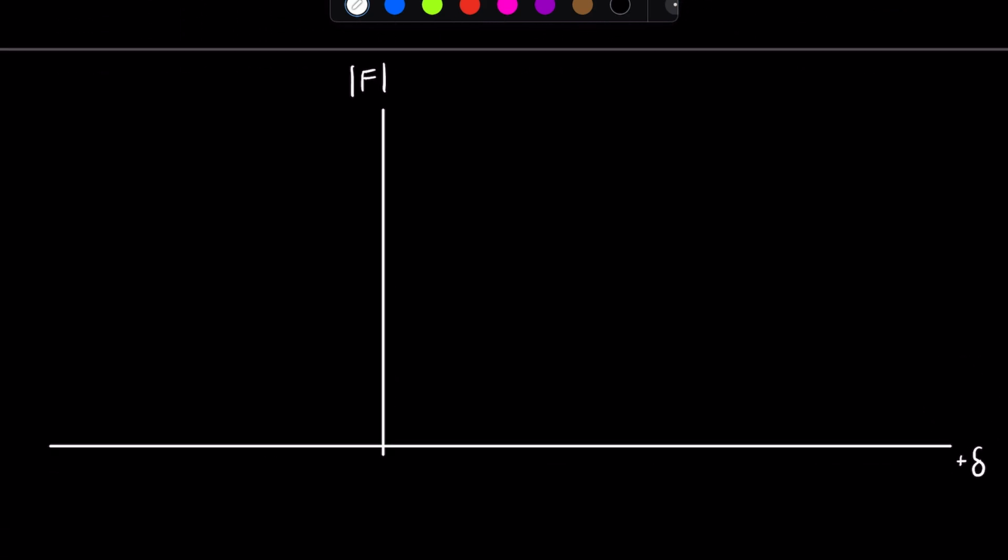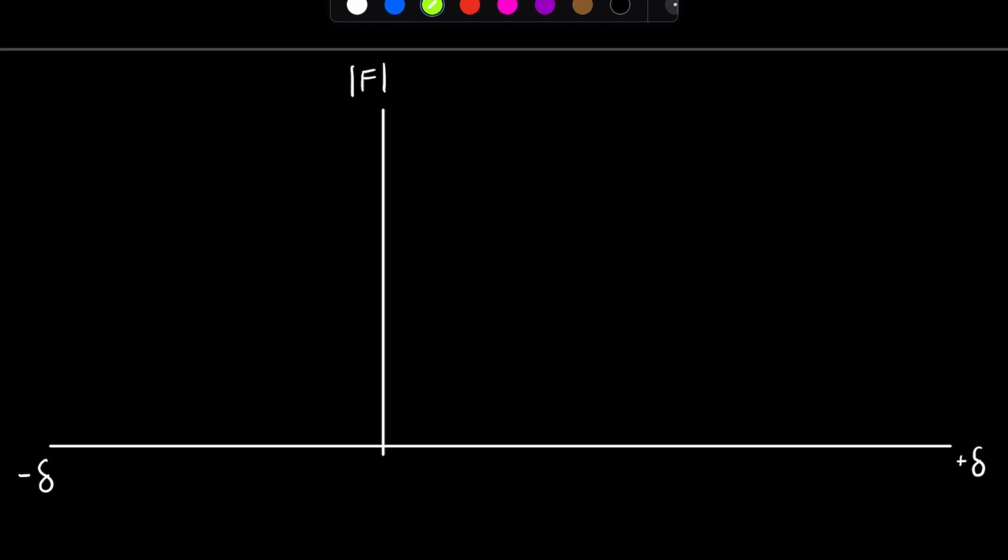Okay, so for a joint diagram, we're going to draw the magnitude of the load on the y-axis, and we're going to draw the elongation on the x-axis. So elongation positive is going to be on the right, and then compression will be on the left. So first, let's just talk about what happens when we apply our preload.